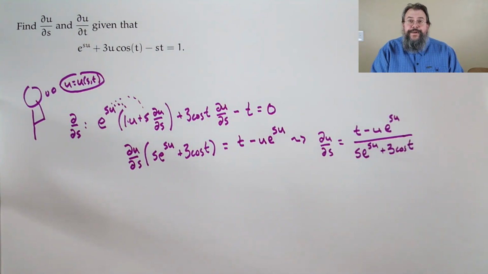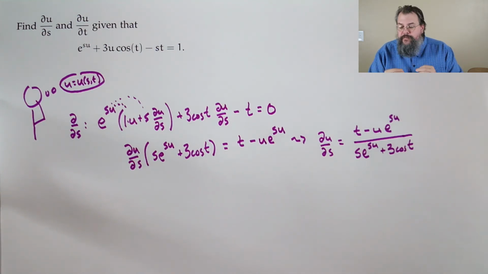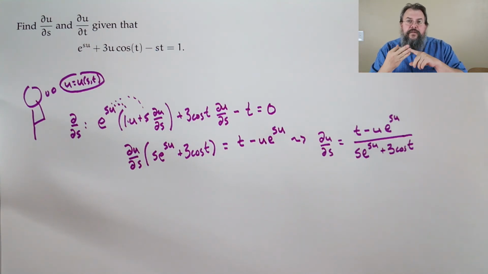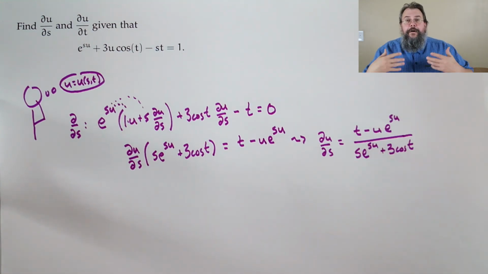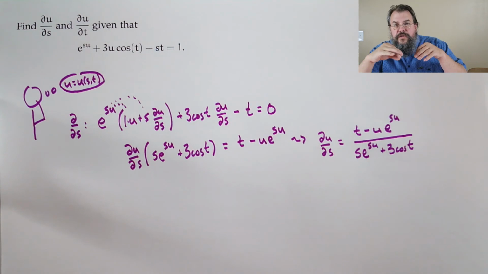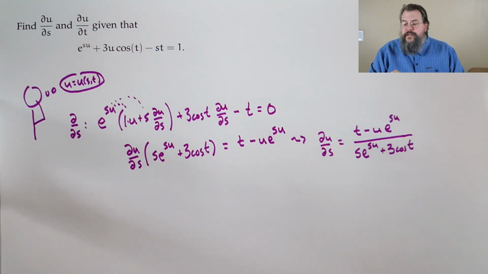Okay, good. Well, that's it. See, that is partial u partial s in the following sense. If you give us any point, s, t, u, so in other words, a set of values which satisfies this relationship, then if you plug in the s and the t and the u, that will tell you that on that surface, how is u changing with respect to s.